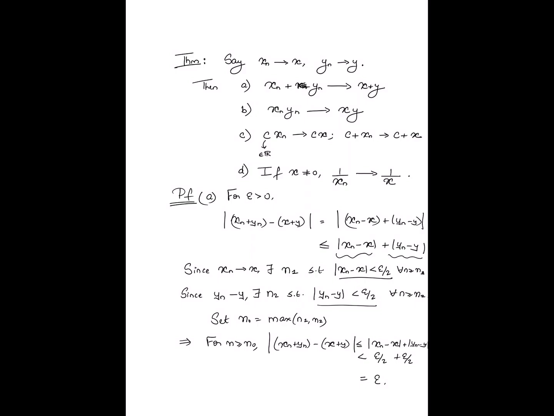Okay, so this shows that in fact for whatever epsilon you give me, the difference between xn plus yn and x plus y will become smaller than epsilon for n greater than or equal to n naught, which basically proves to you that xn plus yn tends to x plus y. Now, this was the proof of part A. The proof of part C I leave as an exercise to you.